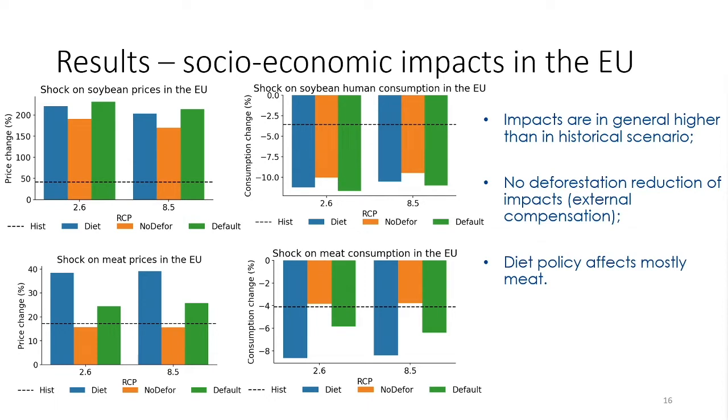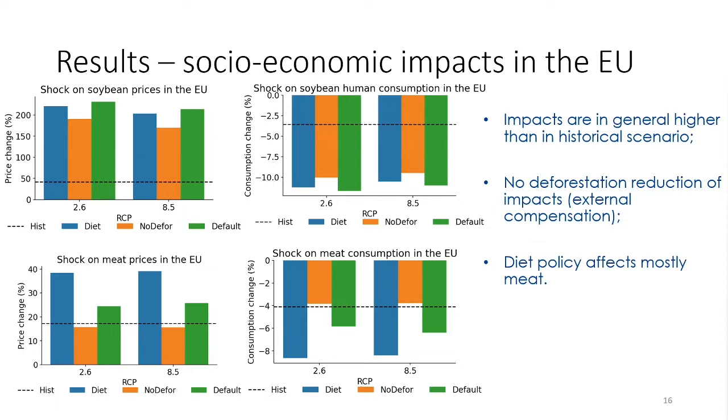So we have higher price increases, we have higher shocks on human consumption of soybeans, and then, as I explained before, soybeans are usually used for meat consumption, so the meat consumption also suffers from increased impacts. So this is the first point, the future risk apparently is increasing. The second point, looking at the policies, we see that the no deforestation reduces all the impacts. And this is mostly because, as we saw before, Brazil being the most important country for the EU in terms of soy exports, once you decrease these exports, you have to compensate it somewhere else.